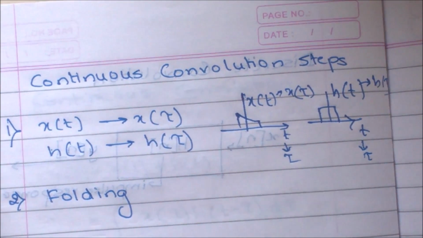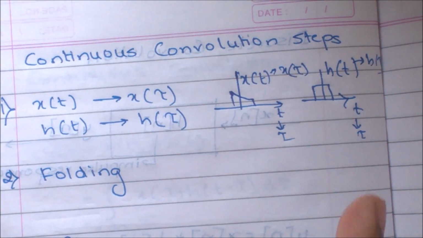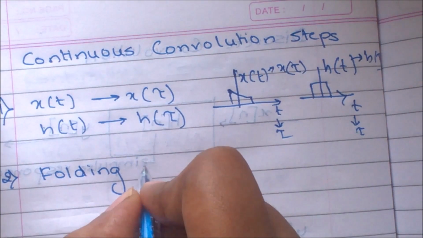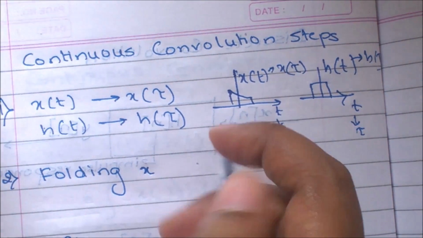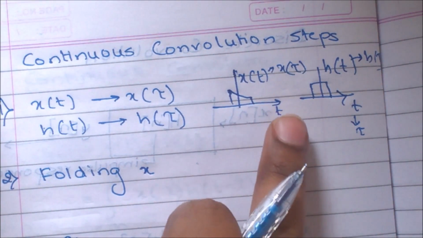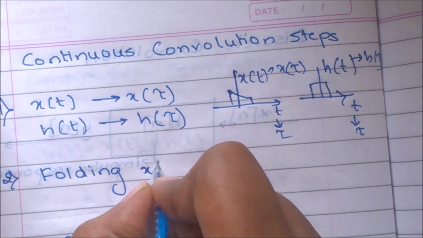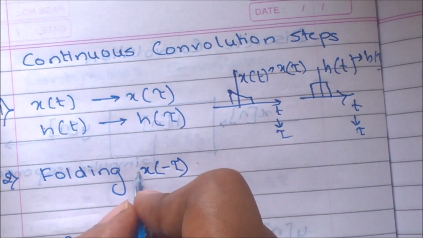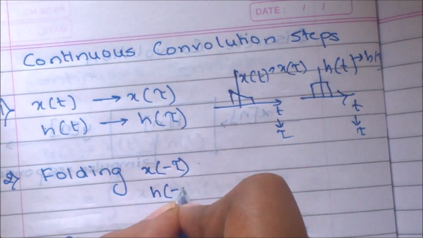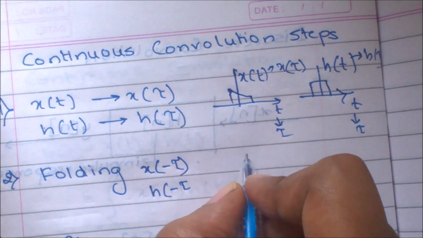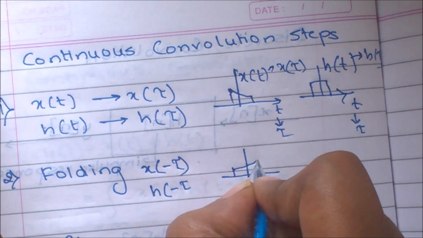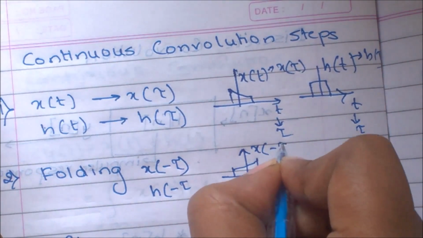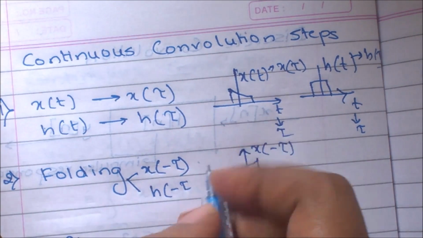The next step is folding. Folding is the same as the reversal type of operation which we perform on signals. Any one signal you can fold. It can be x of t or it can be h of t. So here it will become x of tau and h of tau. Suppose we fold the x of tau part, it will become x of minus tau. And if you want to fold the h of tau, it will become h of minus tau. An example: suppose we took x of tau, it will become something like this, x of minus tau. So any one can be reversed.